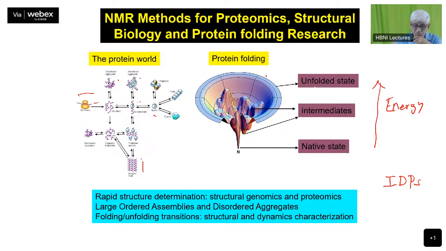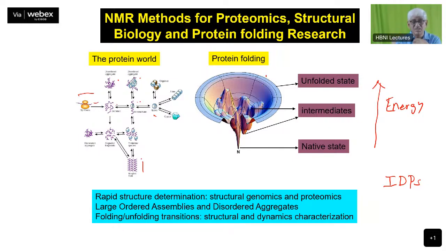So how does this unfolded state pass to such a folded state in a very rapid manner? Sometimes it is even microseconds. Typically, if one has to calculate using the degrees of freedom, it may take an astronomical number of years. However, the proteins fold within a matter of microseconds, milliseconds, sometimes seconds. So how does that happen?